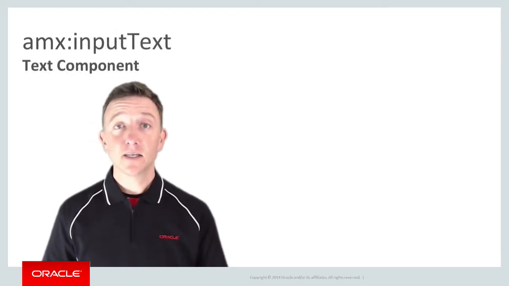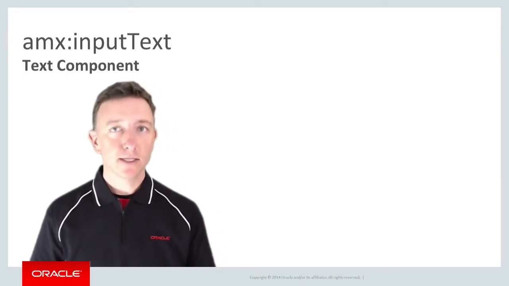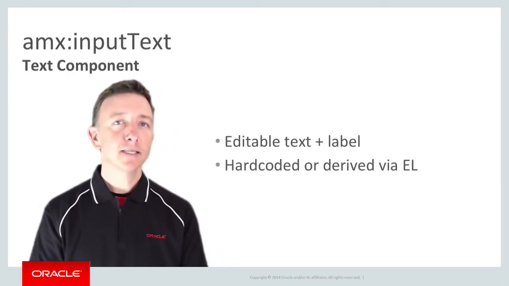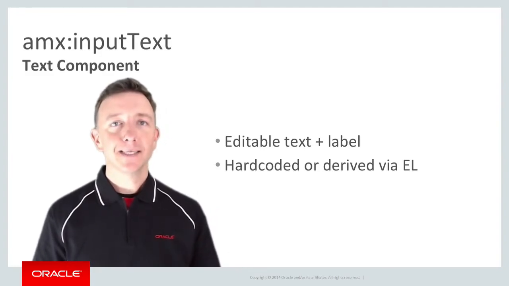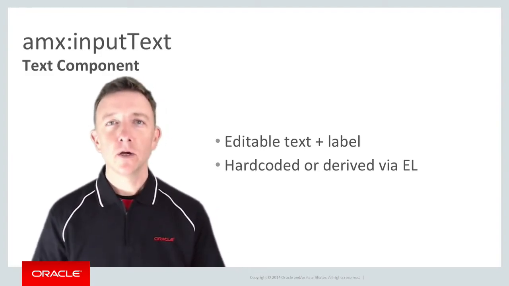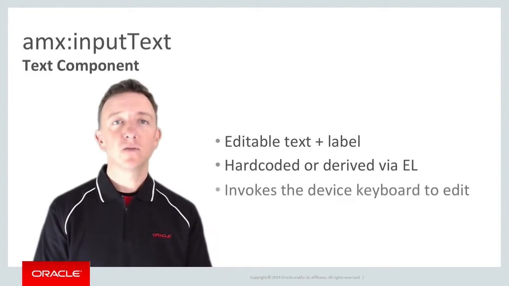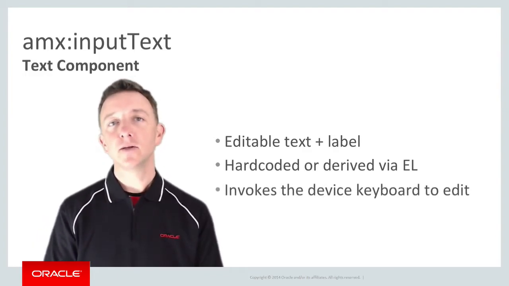Separately, the input text control, unlike the output text control, not only displays text, but allows the user to edit the text. They do this by invoking the text control, a simple touch in the field, which will then also open the device's virtual keyboard on screen to allow the user to edit the data.